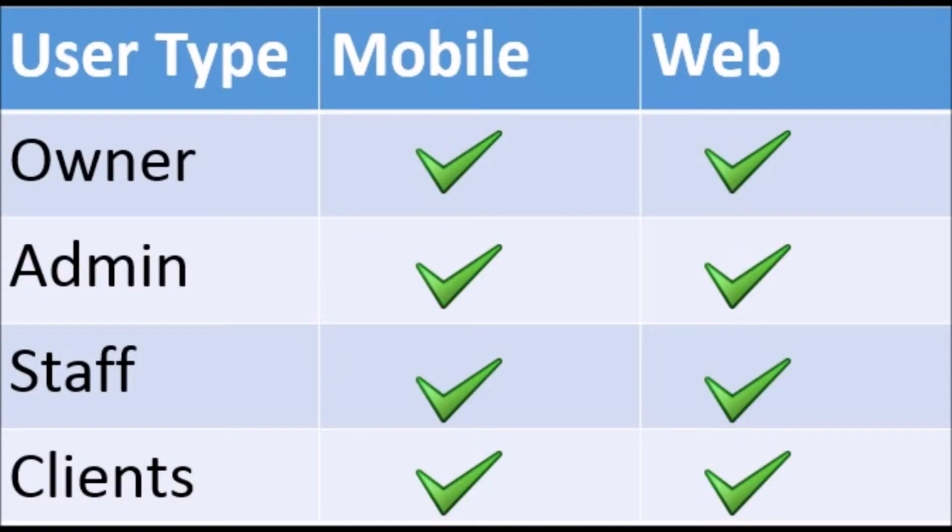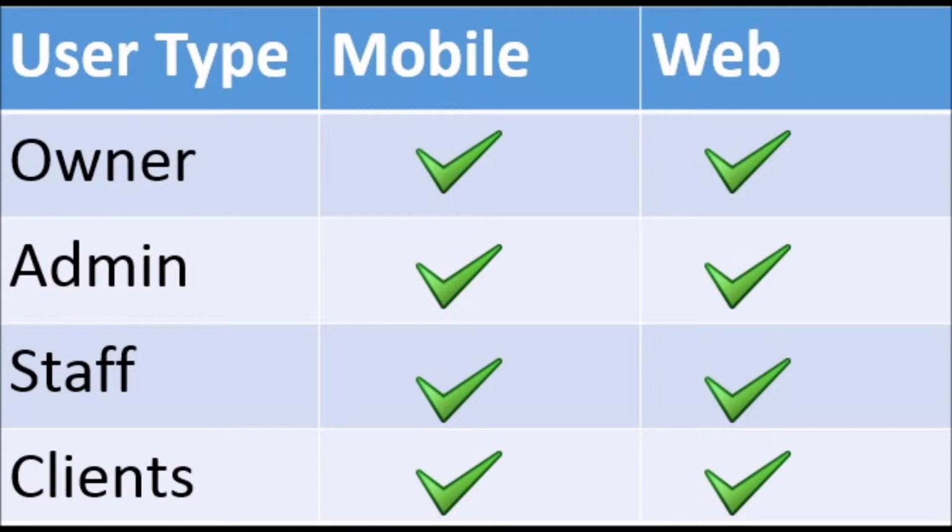The first thing we're going to cover is types of users. There are four kinds of users: owner, admin, staff, and clients. Everybody has access to the application through either the web or the mobile app. Owners have the most rights. They can change or edit almost anything.